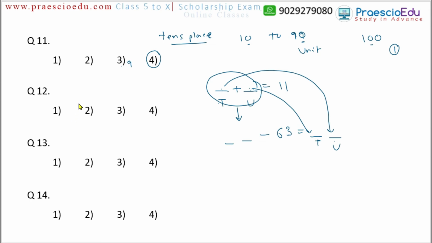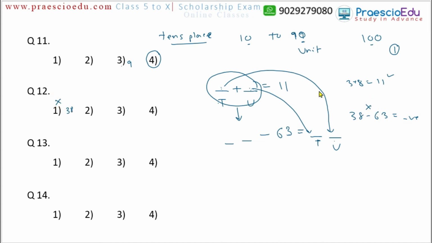So option number 1, 38 is mentioned here. Suppose 38 means 3 plus 8, 11 comes, so this criteria is fulfilling. Now from this 38, 38 minus 63 gives a negative number, so this is not our correct option. This is incorrect.